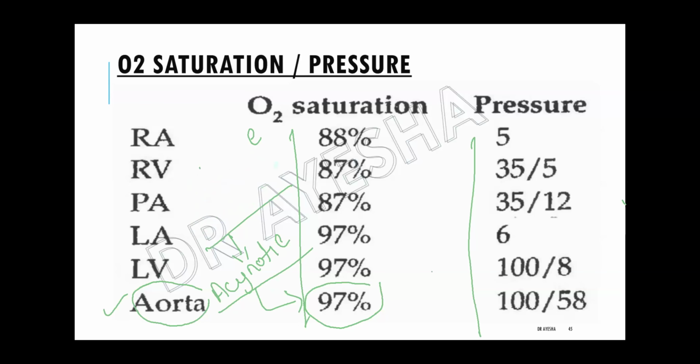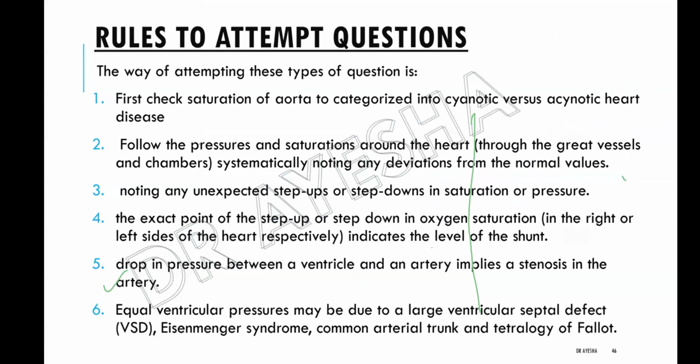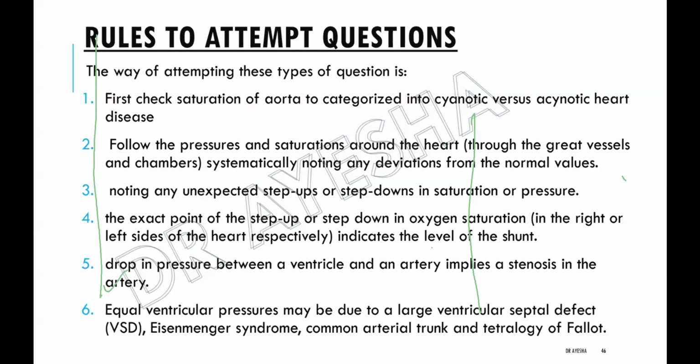Now, what is the second rule? I'm telling you one by one. What is the first rule? First, check the saturation. This is a very, very important slide. You can take a screenshot of it as well. This is the quick summary of solving the cardiac catheterization question. First, check the saturation of the aorta. That will categorize whether you are dealing with cyanotic or acyanotic heart disease.